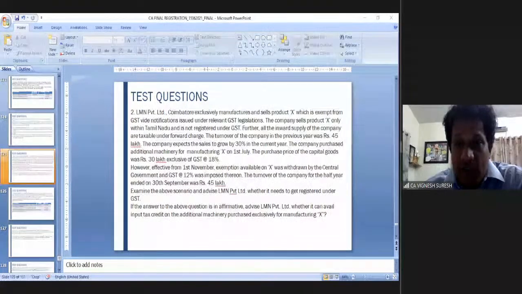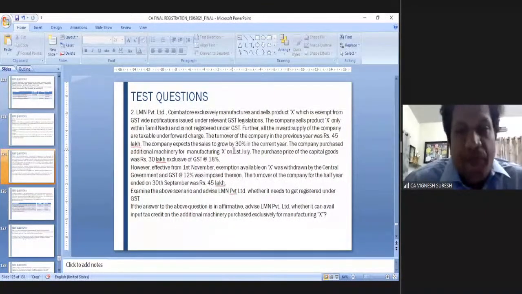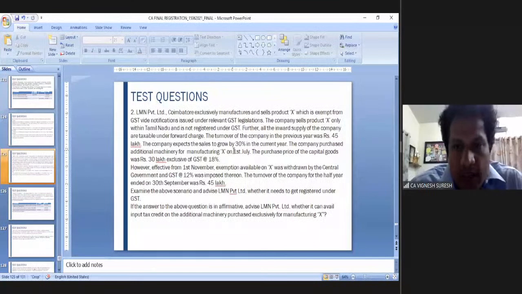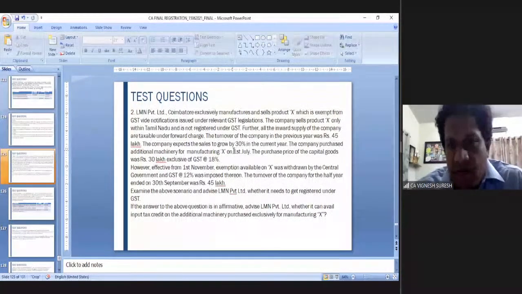So it is not very simple. Some answers say they don't need the registration, but you will have to look at the facts of the case. Now let us look at the facts of the case here. In this case, the exempt product was totally, exclusively sold. The turnover of the company in the previous year was 45 lakhs. The company purchased additional machinery on 1st July.